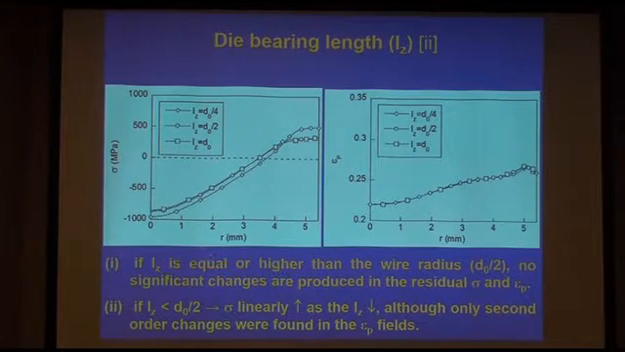Then, if the bearing length is equal or higher than the wire radius, half of the wire diameter, no significant changes are produced in the residual stress and strain fields.